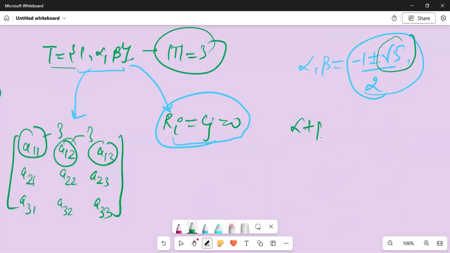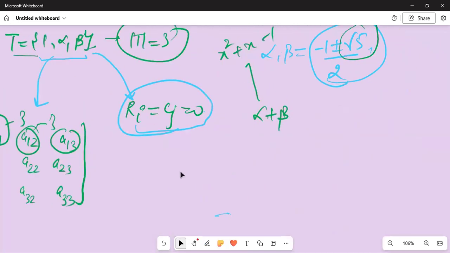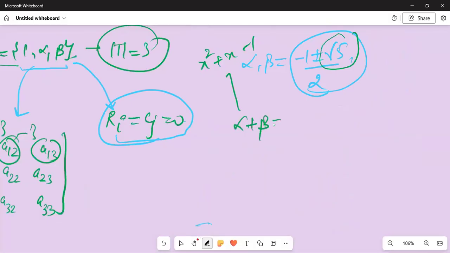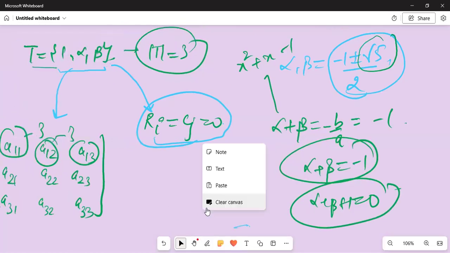is that first add alpha, beta, and since these are the roots of this equation, x square plus x minus 1, they'll be satisfying the sum of the roots property, that will be minus b upon a, which is minus 1. So the sum is minus 1. And if you add 1 to it, you'll be getting a 0. So this is the only possible choice. You can arrange the elements of T so that the sum in any row and any column is 0. So this is the only possibility.